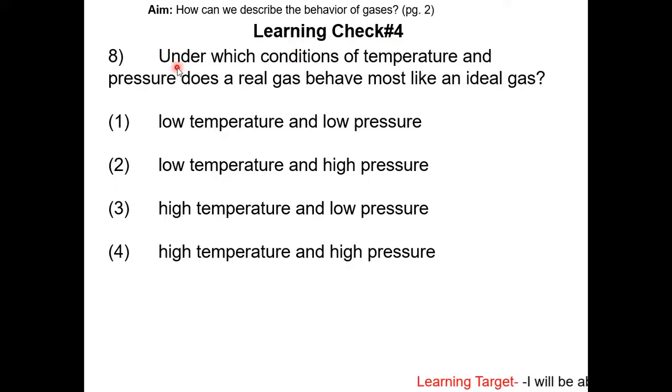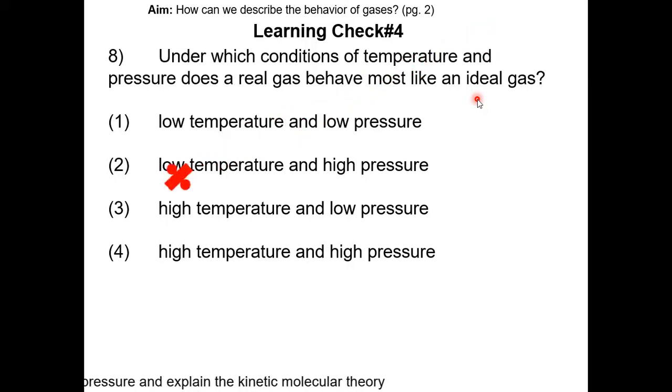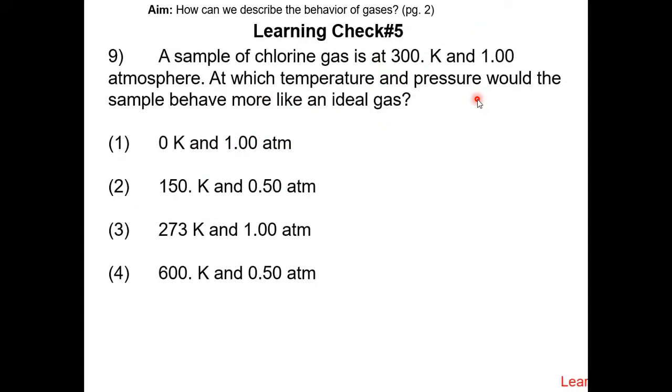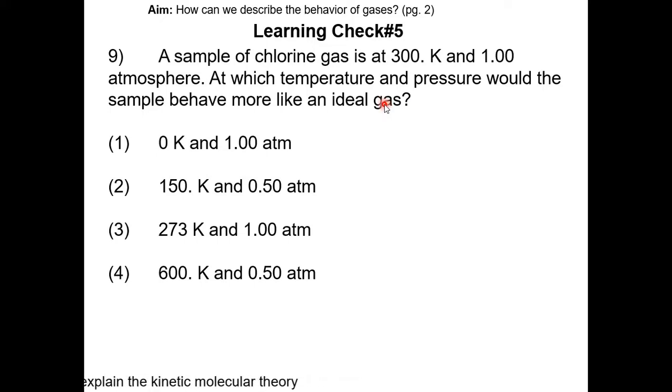Learning check number 4. Under which conditions of temperature and pressure does a real gas behave most like an ideal gas? Pause the video and resume to complete it. The answer is choice 3, high temperature and low pressure. Learning check number 5. A sample of chlorine gas is at 300 Kelvin and 1 atmosphere. At which temperature and pressure would the sample behave more like an ideal gas? Pause the video and resume to complete it. So we're expecting a higher temperature and a lower pressure, so the answer is choice 4.